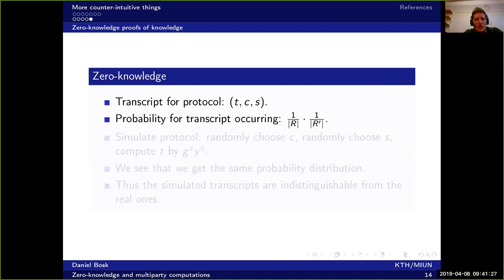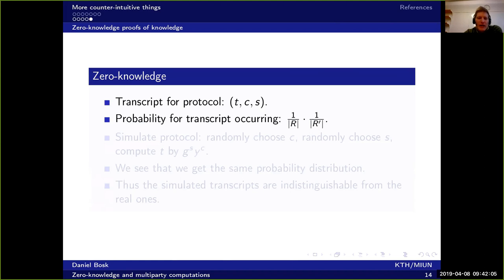Now, to show that this is zero knowledge, we can look at the transcript for a protocol. The transcript is simply a tuple of these three values. The first is the T, which is the commitment to the randomness that the prover does. The second is the C, which is the challenge submitted by the verifier to the prover. And finally, we have S, which is the response of the prover.